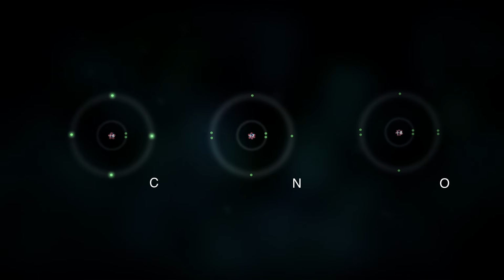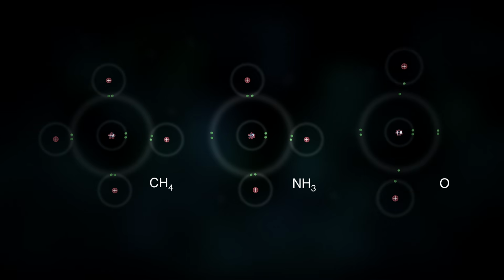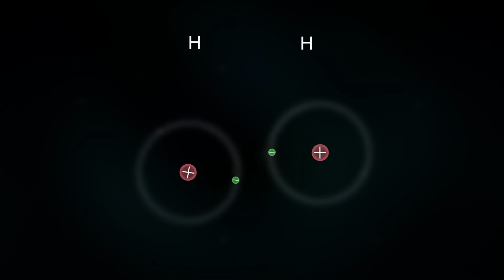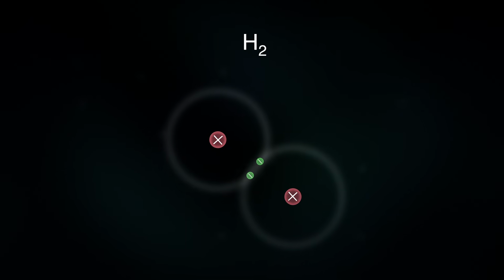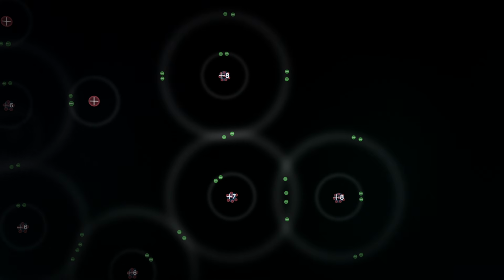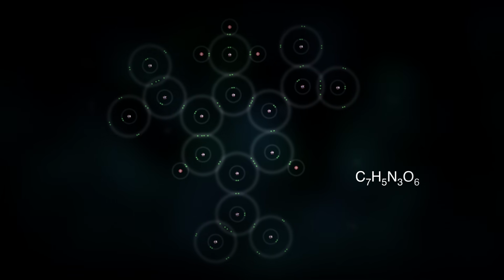Carbon has 4 electrons that are free to bond. Nitrogen has 3, oxygen 2. So carbon is likely to form 4 bonds, nitrogen 3 and oxygen 2. Hydrogen only has 1 electron, so it can only form 1 bond. In some special cases, atoms can form more bonds than you'd expect, but they'd better have a really good reason to do so, or things tend to fly apart.